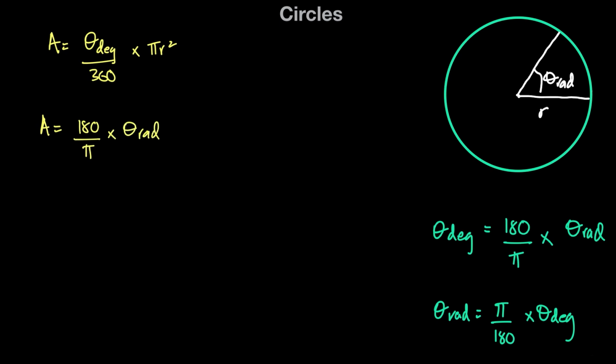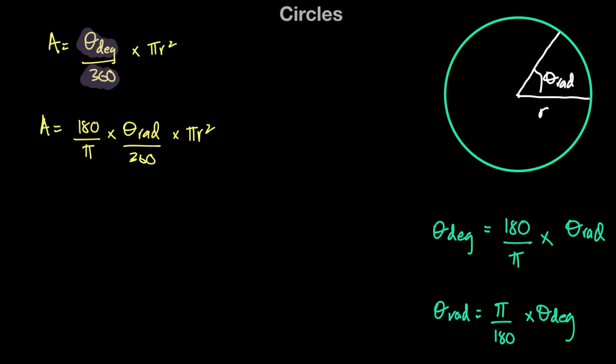So we've substituted for the angle in degrees in terms of radians. And we have to divide this by 360. So we divide by 360 multiplied by pi r squared. So here we have an expression for the area of the sector A in terms of the angle in radians.